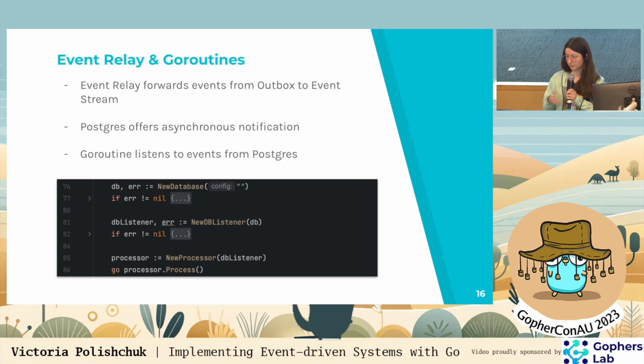And roughly, there's the code that should give you a rough idea how it can work. So we can create a new database, we create a DB listener, and we start a Go routine that will be listening to new events from Postgres, and will be processing these events, forwarding them to the event stream.